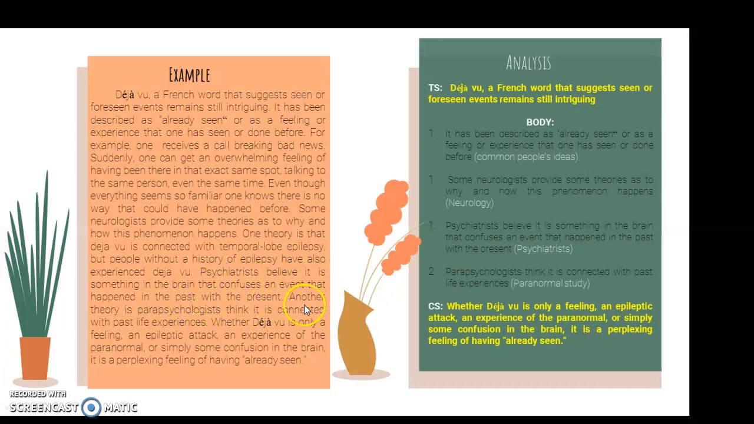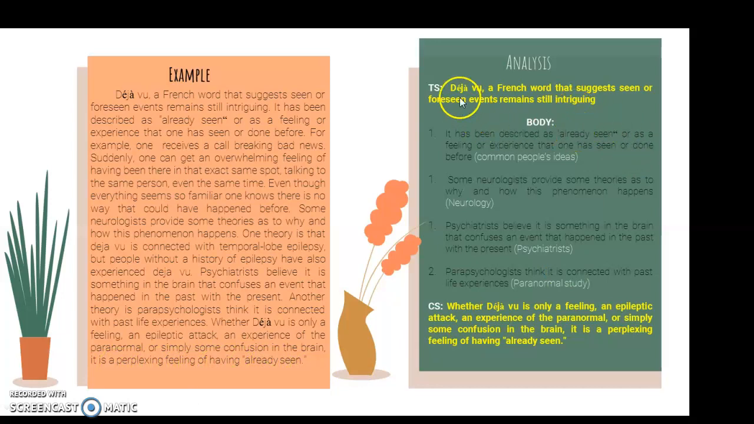Psychiatrists believe it is something in the brain that confuses an event that happened in the past with the present. Another theory is from parapsychologists, who think it is connected with past life experiences, whether déjà vu is only a feeling, an epileptic attack, an experience of the paranormal, or simply some confusion in the brain. It is a perplexing feeling of having already seen.